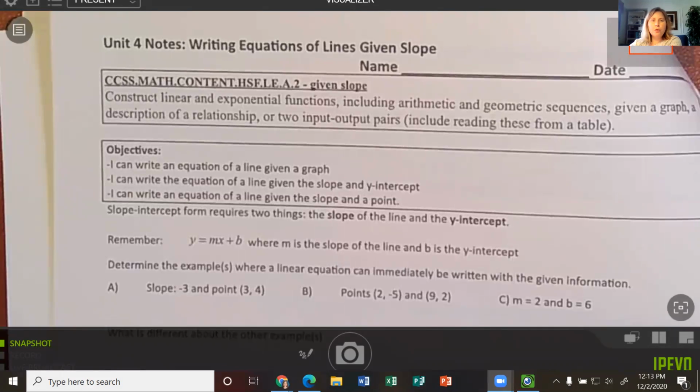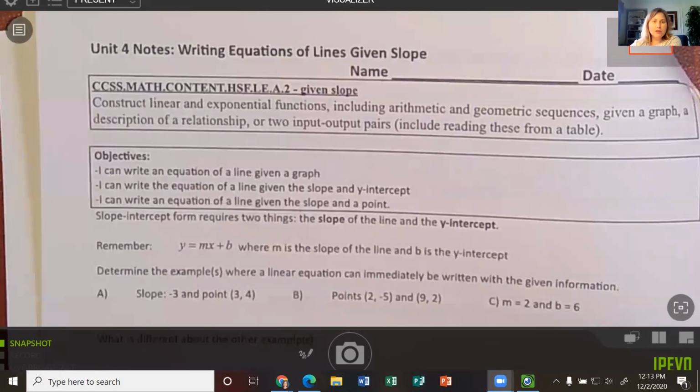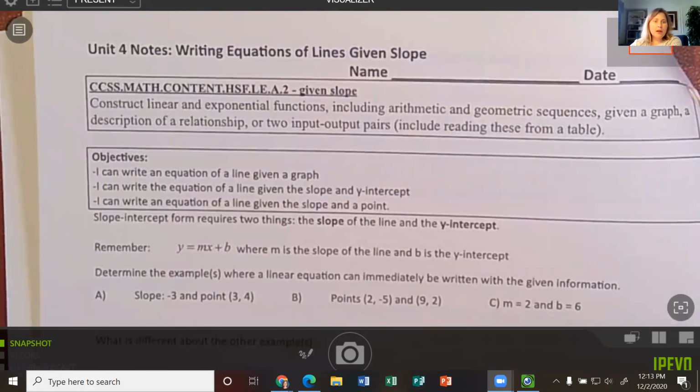Okay, so we are looking at Unit 4, writing equations of lines given slopes. Our learning targets for today are that we will be able to write an equation of a line given a graph, that we can write the equation of a line given the slope and a y-intercept, and that we can write the equation of a line given a slope and any point.